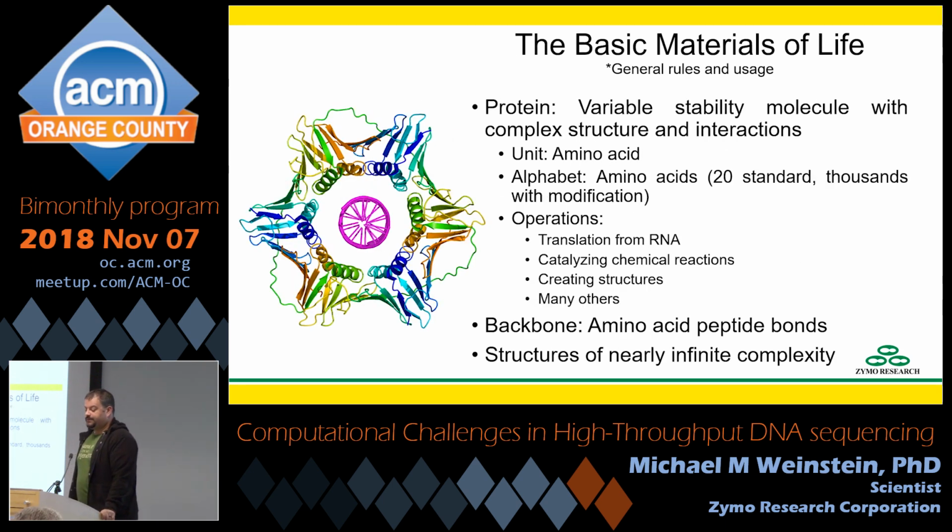And then finally, protein. This is actually one of the hardest molecules to study. Protein is a variable stability molecule. Some proteins are extremely long-lived and very stable. Some proteins are very short-lived and unstable, and a lot of unstable proteins are even unstable by design. The basic unit for this is an amino acid, and there's 20 standard amino acids in the alphabet. There's a couple of specialized ones, and amino acids can then be further chemically modified, so really you have thousands and thousands of potential amino acids with modification.